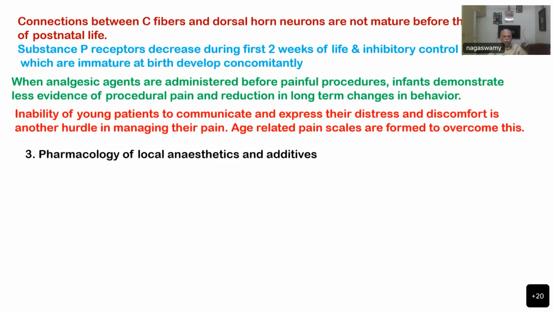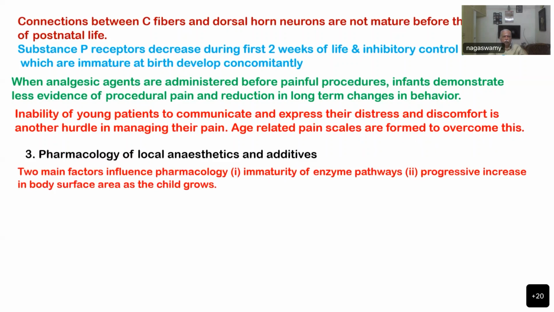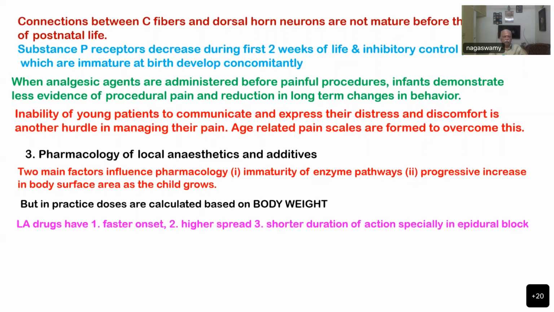And coming to the pharmacology of local anesthetic and additives, two main factors influence pharmacology. One is the immaturity of enzyme pathway, and second is the progressive increase in body surface as the child grows. But in practice, doses are calculated based on body weight. Earlier, they were thinking that we should calculate the dosage only on body surface area, BSA. But now, because of the gradual, constant growth of the child, it is very difficult to take the BSA into calculation every time. So the body weight basis calculation has been accepted.